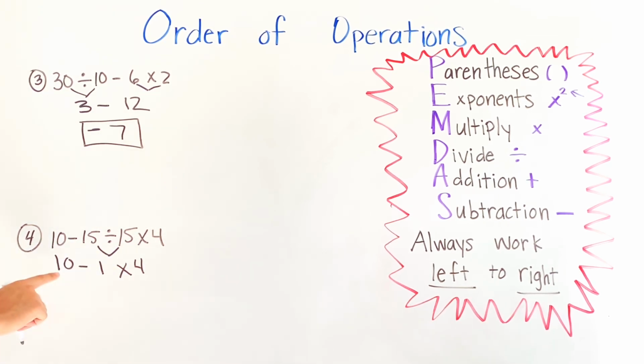Okay. Now we have 10 minus 1 times 4. Remember, we're going to do multiplication first. So we bring down the 10 again, minus, and then we're going to multiply 1 times 4, which is going to give us 4. And now 10 minus 4 is going to give us 6. That is our answer for number 4.